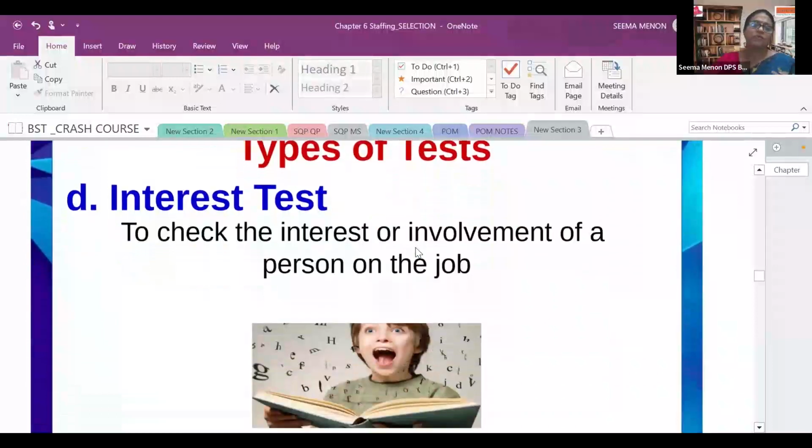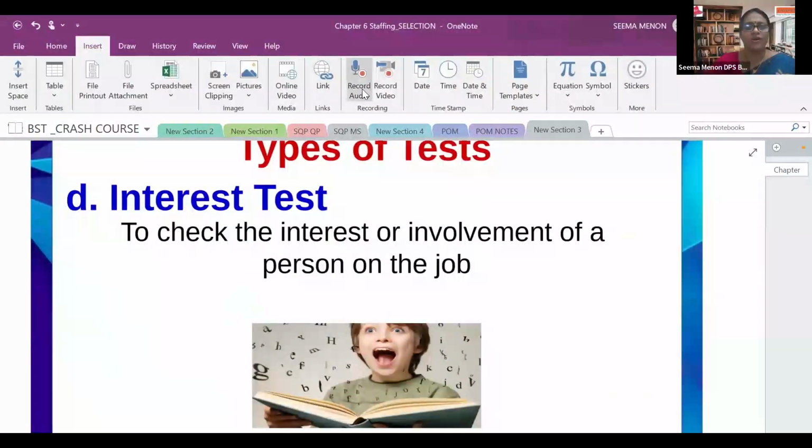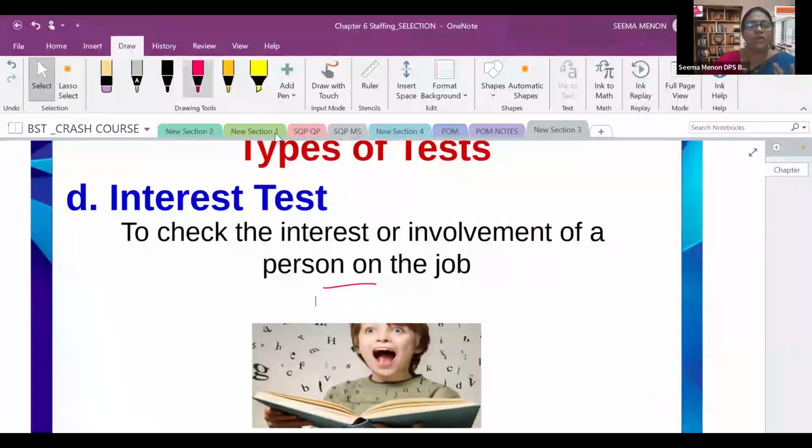The next one, the fourth one, is the interest test. What do you mean by interest test? To check the interest or involvement of a person in the job. How much are they interested? Interest we can show by involving ourselves in it. Somewhere they will be forcefully coming, or they may be coming just for the purpose of getting a job, without any interest. After conducting the interest test, we will be able to understand the involvement of a person in the job, that they will do it with passion, or whether they are coming just for the job or just for financial purposes.